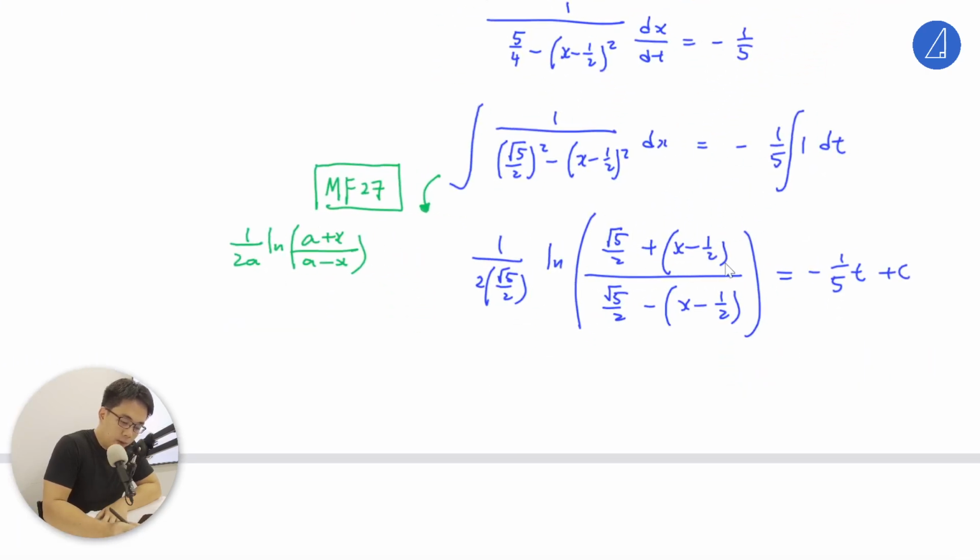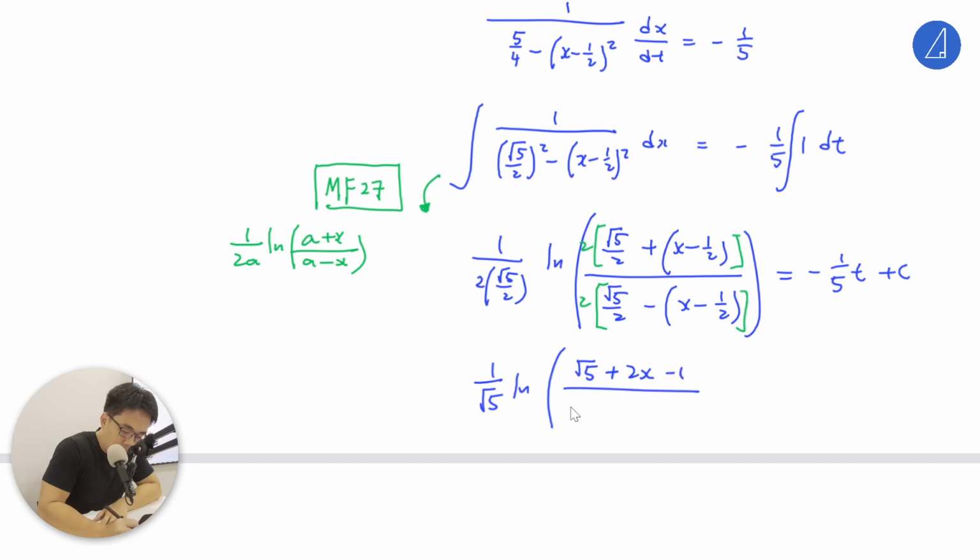Okay, so this is a common trick. We get rid of the 2 below, so I'm just going to multiply by 2 the entire thing. Multiply top and bottom by 2, so that this will be a nicer looking expression here: root 5 plus 2x minus 1 over root 5 minus 2x plus 1.